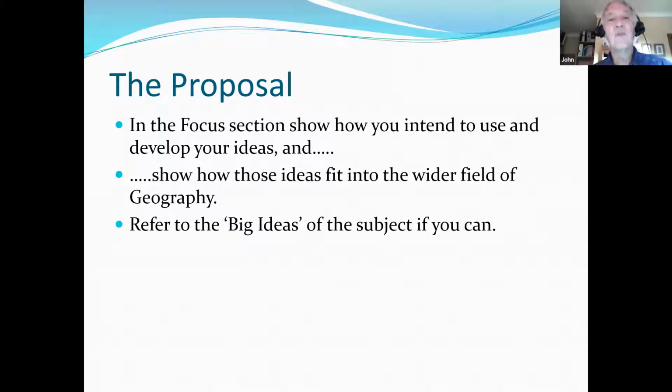You need to explain how your ideas fit with the spec and with a wider field of geography. You need to refer in your focus section to the big ideas of the subject. Ideas about place, about movement, about change, about processes, and so on.